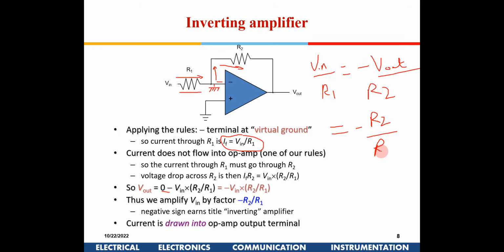So that is the gain of this amplifier. It is an inverting gain, minus R2 by R1. Whatever gain you want, you can adjust these two values. But it is negative, so obviously, if you have a positive signal coming in, you will have an amplified inverted signal at the output.